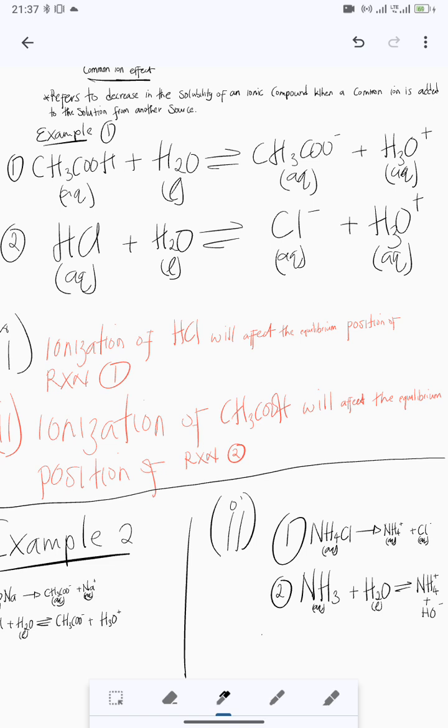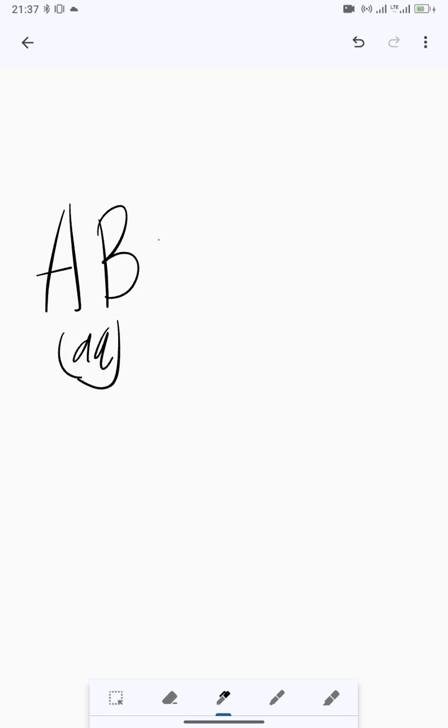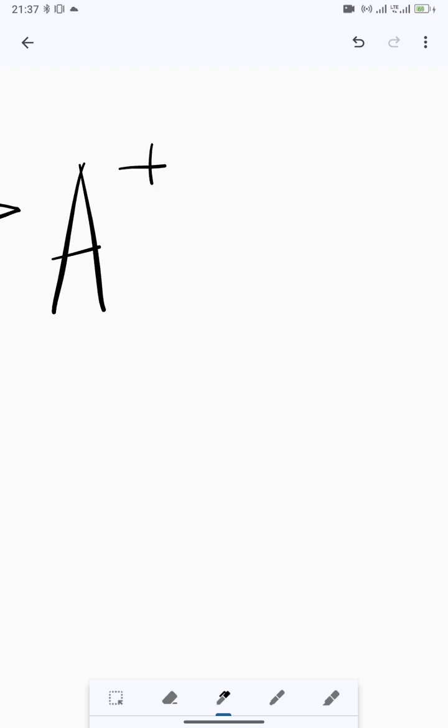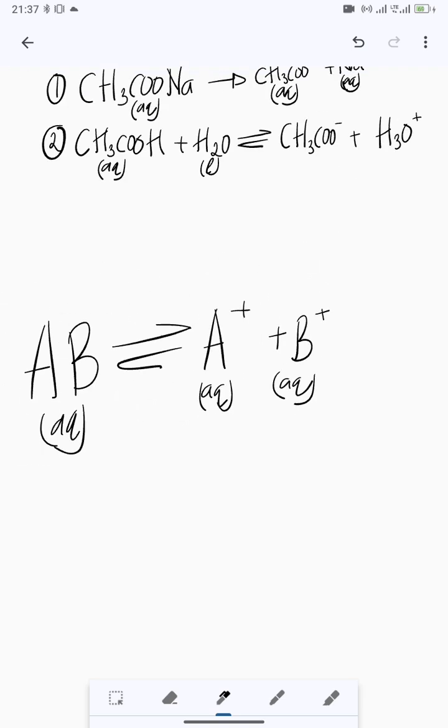For example, let me give you a general example before I use the ones I've written already. Let's say you have a compound AB in an aqueous solution. Then it dissociates into A plus and B minus ions, right? So let's assume this is aqueous.